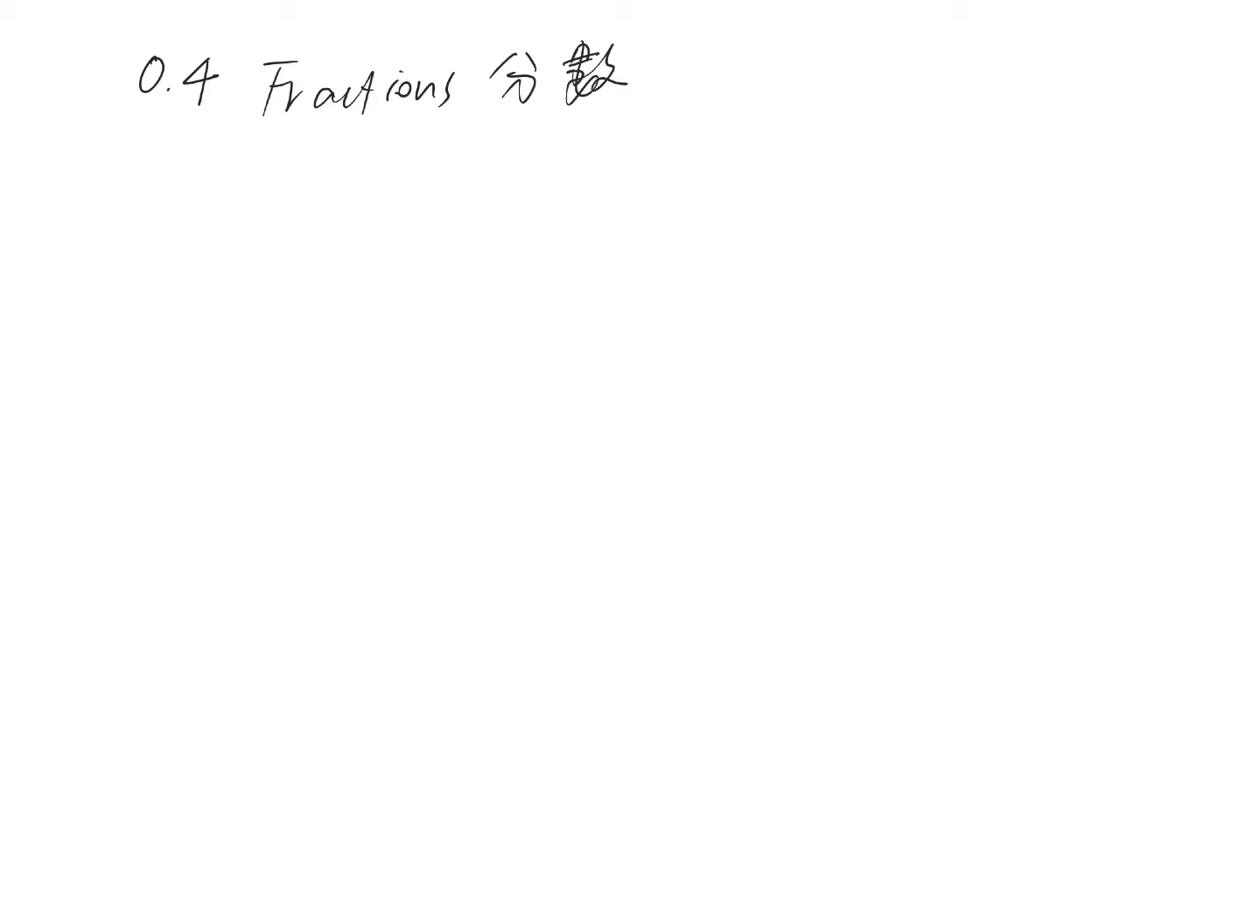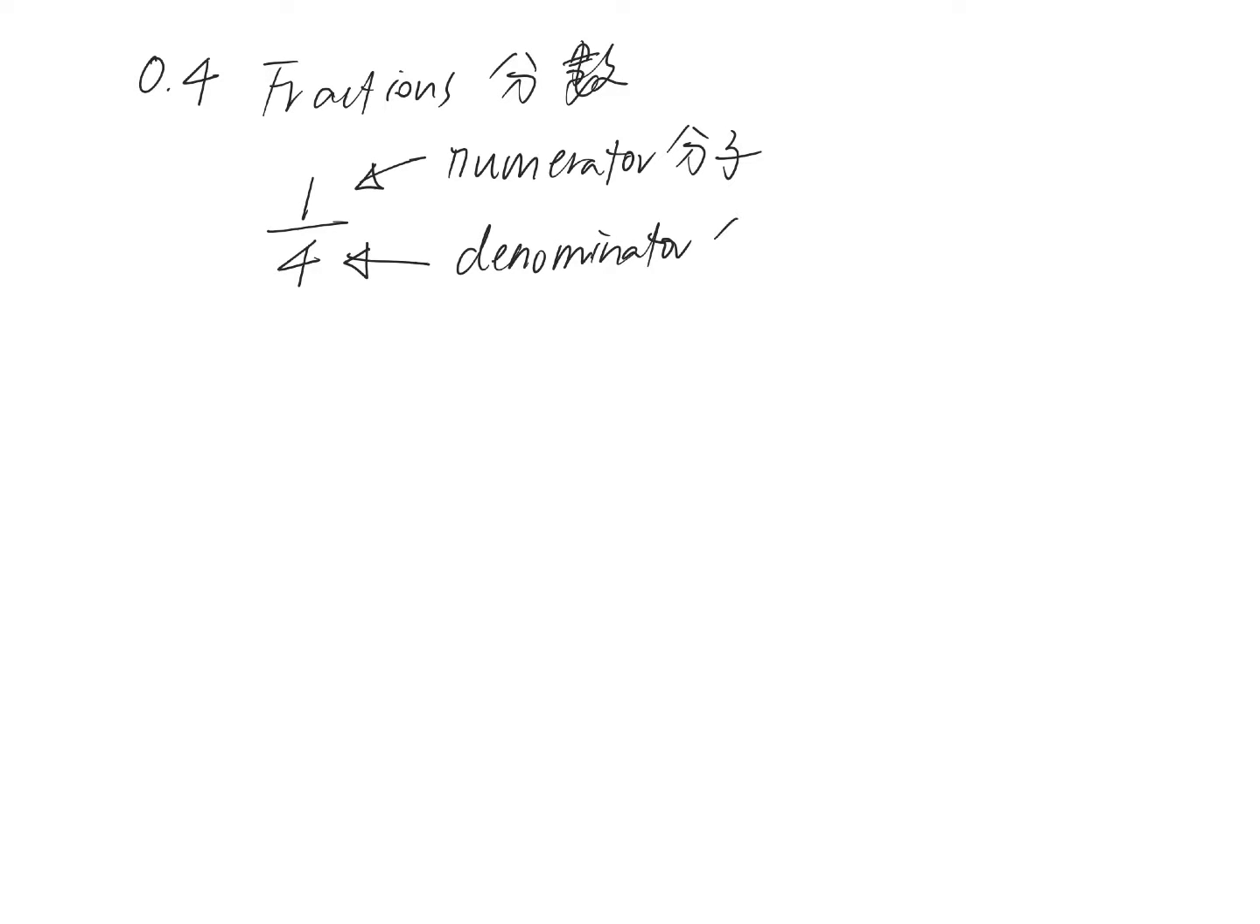Let's go through them. So first of all, a number, if it's written in this way, we call this a friction. For numbers on the top, this is called the numerator. In Chinese, 分子. The numbers down below, we call this the denominator of the friction. In Chinese, 分母.